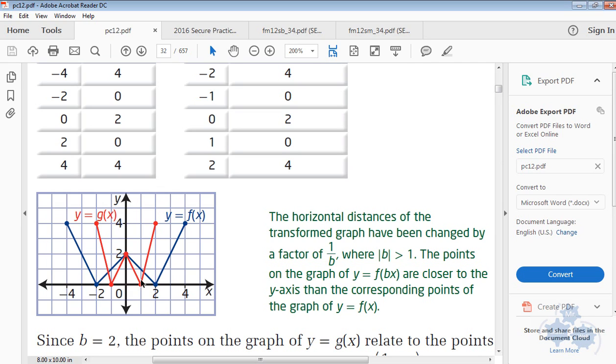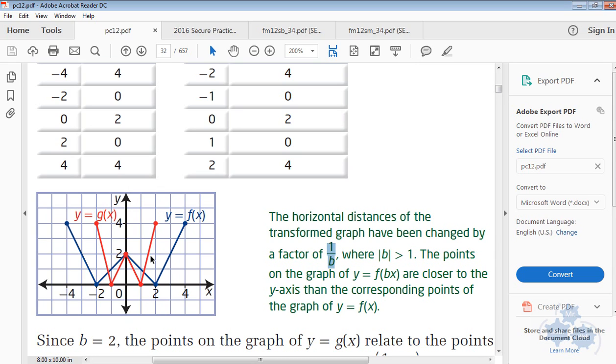If we have a number greater than 1 for a b value, the graph is squished up. It does not stretch out, it gets squished up. So a factor of 2 would mean 1 over 2 for each x value. And I think that's what they talk about here in green. It says the horizontal distances of the transformed graph have been changed by a factor of 1 over b. That's entirely true right there, and that's when b is greater than 1. So we're not talking about positive, negative, any reflections. We're just talking about the actual number, absolute value.